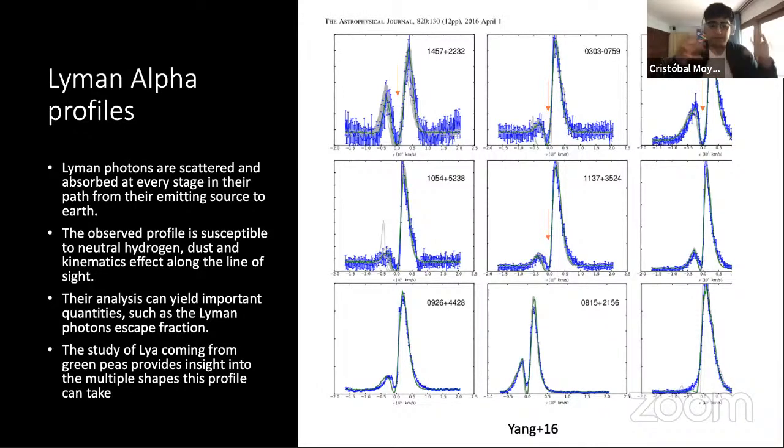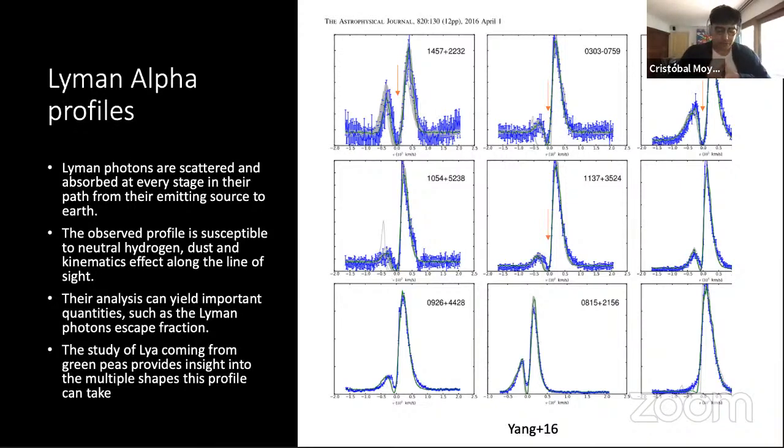So as the photons try to escape from the region where they were emitted, they either get absorbed, scattered, redshifted, blueshifted, and so on. So that's why you don't see a single peak, but you see this blue and red wing with a gap in the middle. I have included an arrow here indicating this gap. And why is this gap important?